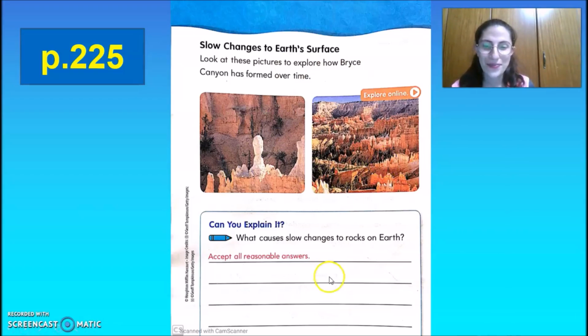Okay, guys? So, can you explain it? What causes slow changes to rocks on Earth? Excellent. So far we know that the wind can cause slow changes to rocks on Earth. Let's check out what more.